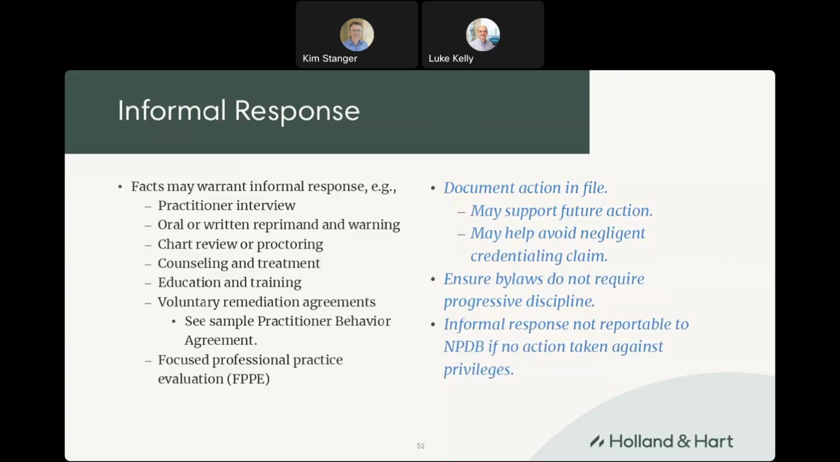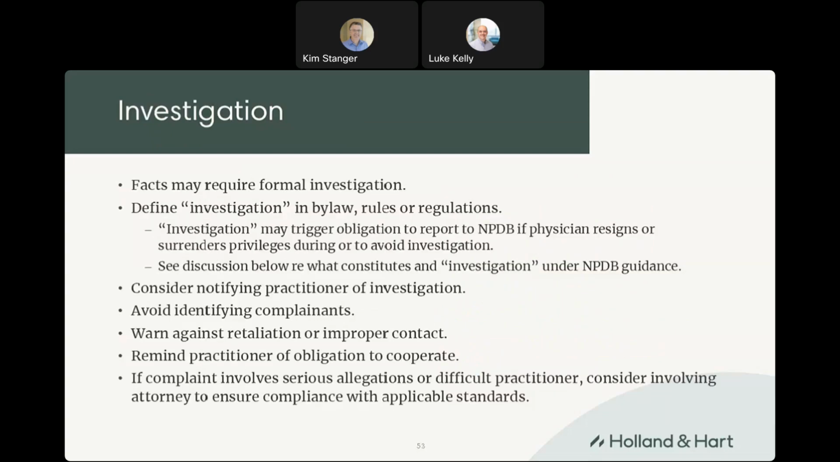I just got done with a hearing not long ago where there was a long history of alleged informal responses, but there was very little in the medical record, and that makes it very problematic. So you need to make sure that you're documenting these informal responses, because it can help you defend against a negligent credentialing claim and help you support an action later on.